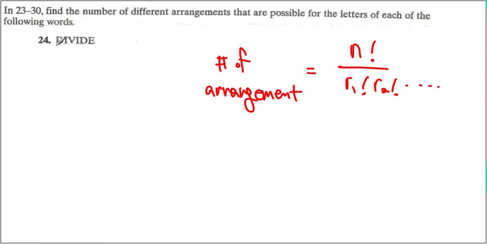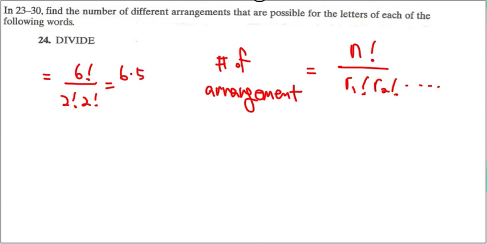Now, how many letters do we have? 1, 2, 3, 4, 5, 6. So this has to start with 6 factorial. Now, how many letters repeat? We have D repeats 2 times, so we're going to divide by 2 factorial. And I also repeats 2 times, so 2 factorial. And the other one doesn't repeat, so we just don't have to write it, or you can write it down as 1 factorial, which is equal to 1. Then here, this becomes 6 times 5, or we can use the calculator.